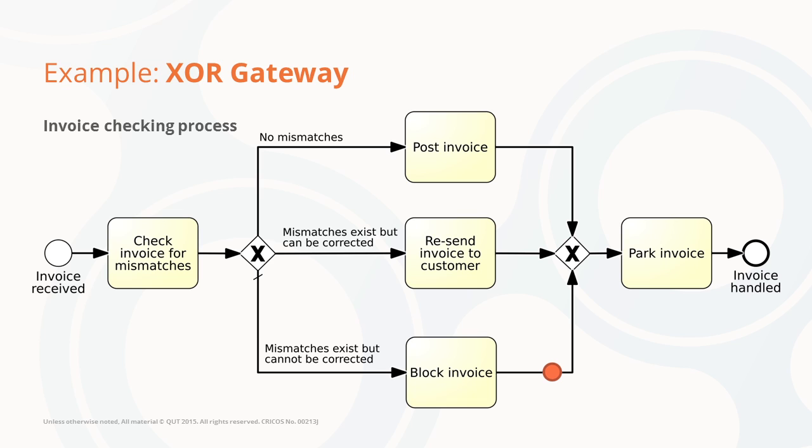as we receive a token from any of the incoming branches. So if we receive it from the blocking of the invoice, then we proceed and we send that token through to the output branch. Or if we have just posted the invoice, then we send that token out. And similarly, if we have to resend the invoice to the customer, after we have completed that activity, we send the token to the output branch of that XOR join so that the invoice can be parked and this process can be completed.